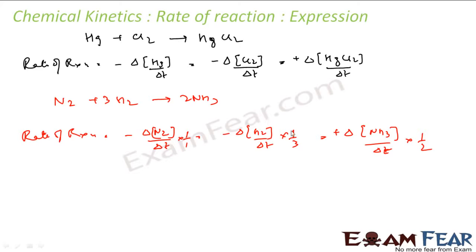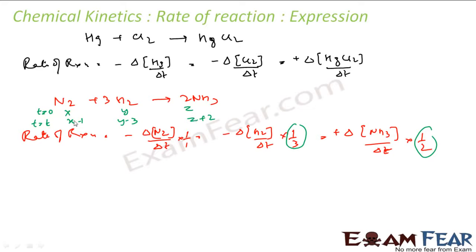Now you must be wondering why there is 1 by 3 here and 1 by 2 here. There has to be a reason, right? There has to be a reason why we have divided by this stoichiometric coefficient. So let's see. Let's assume at t is equal to 0, this was x, this was y, and this was z moles. At t is equal to t, this becomes x minus 1, let's suppose. So this becomes y minus 3, correct? Because since it is 1, this is 3. If 1 mole of nitrogen is getting consumed, 3 moles of hydrogen has to get consumed, and this becomes z plus 2, because if 1 mole of nitrogen is getting consumed, 2 moles of ammonia will be produced.